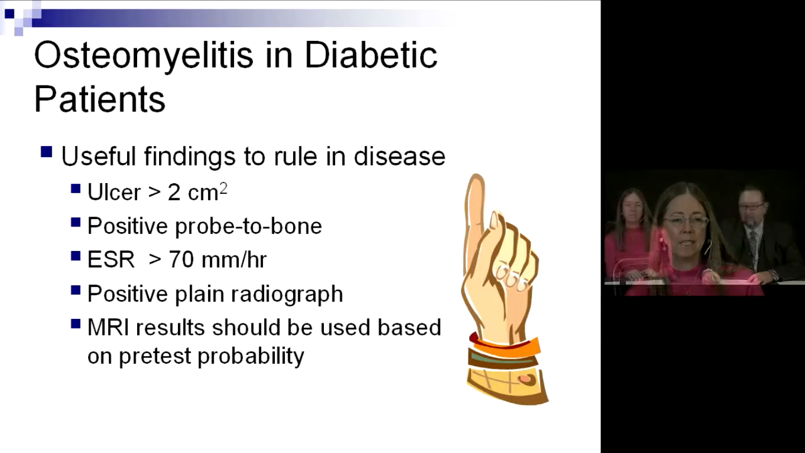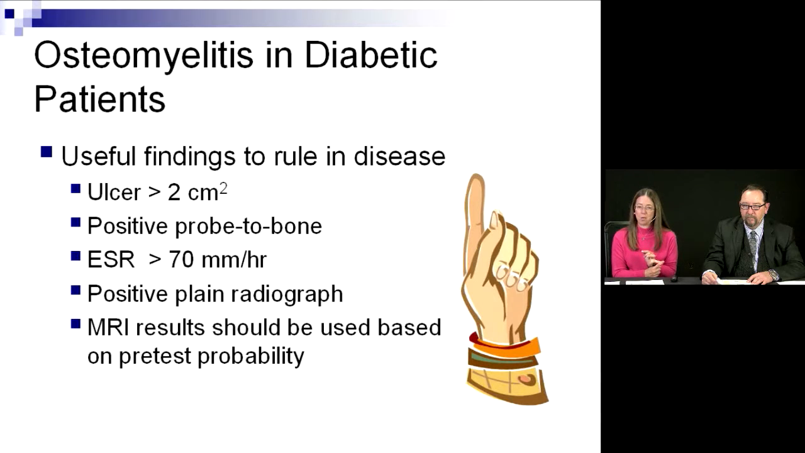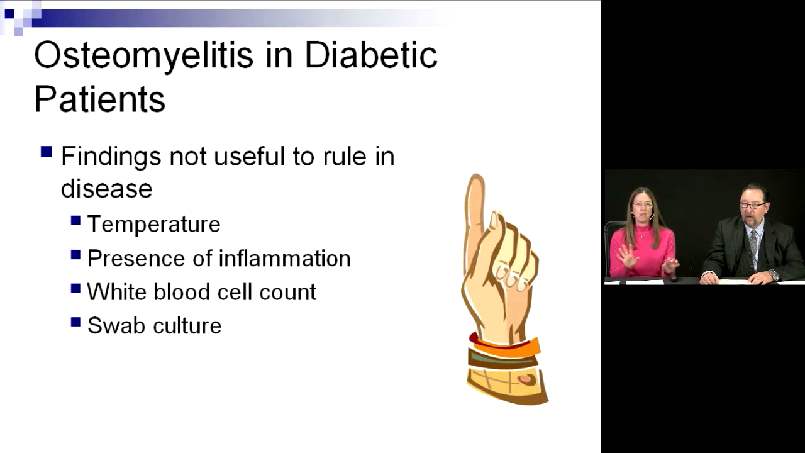So here we are. Useful findings to rule in disease: an ulcer greater than 2 centimeters squared, probe to bone test positive, SED rate greater than 70, positive plain radiograph and MR results. Helpful.